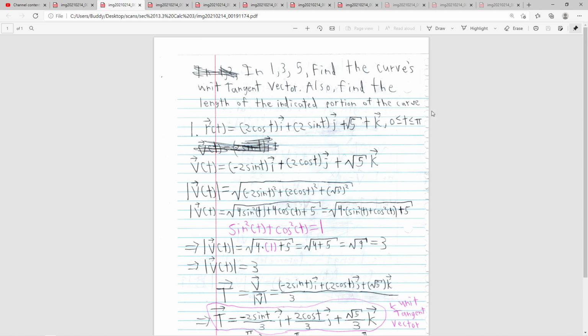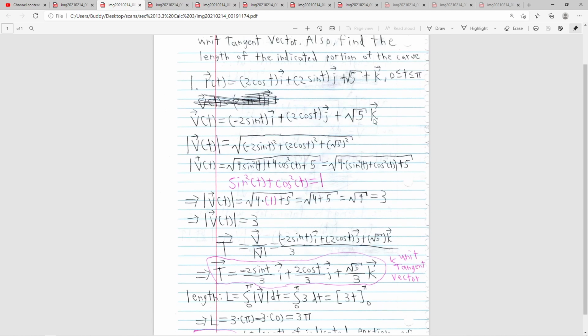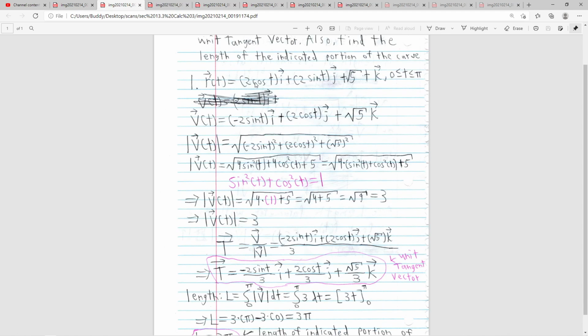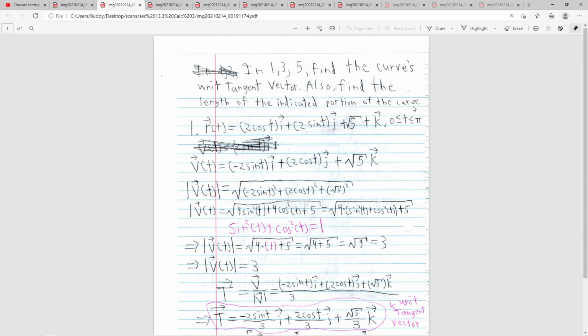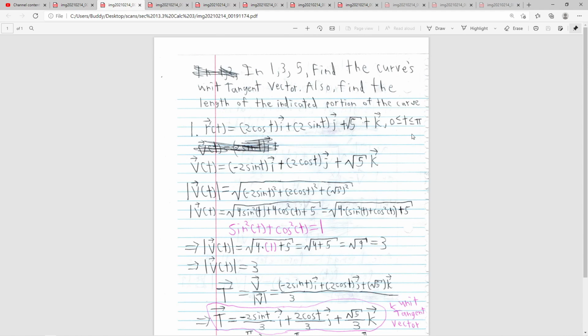Find the curve's unit tangent vector for three different position functions. Then we have to find the length that indicates a portion of the curve, which is going to be L. First, just finding the unit tangent vector. For this one, 2 cosine t i plus 2 sine t j plus square root of 5 t k, and t is between 0 and pi. Those are going to be a and b, 0 and pi, for when we do the integration formula.